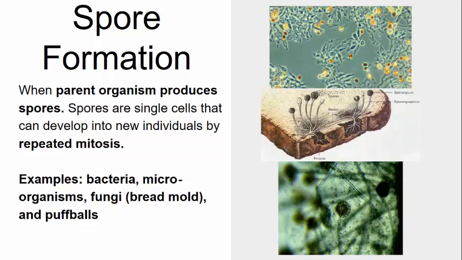Here we can see that we have bread mold growing off the bread. The little tiny sporangium is coming up, and it has the spores on top. When wind or a movement causes that to shake the spores off, that's when the spores are released into the environment.